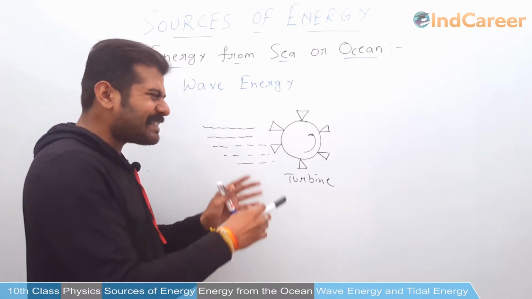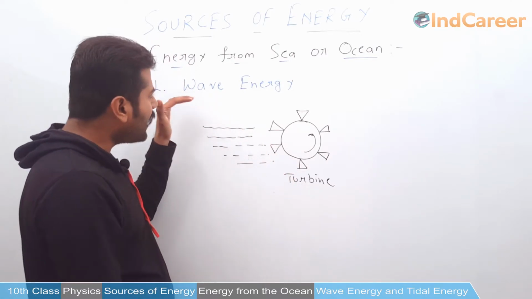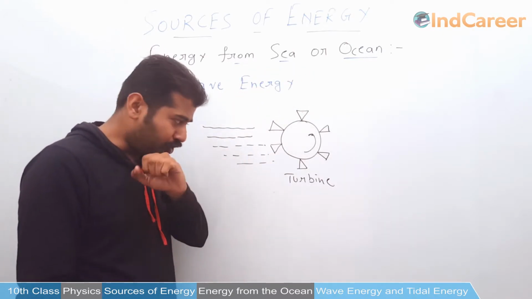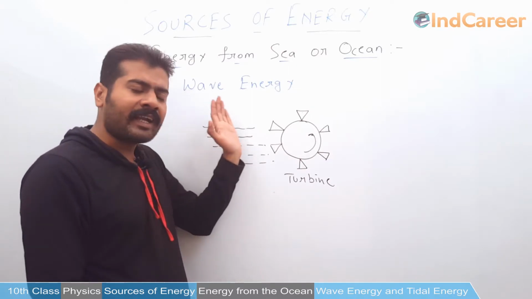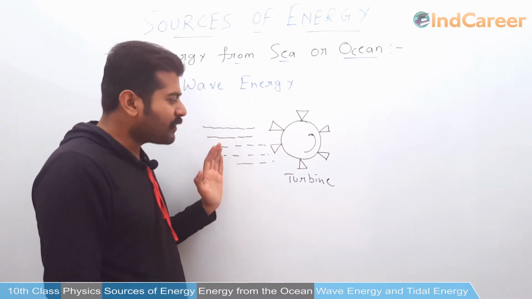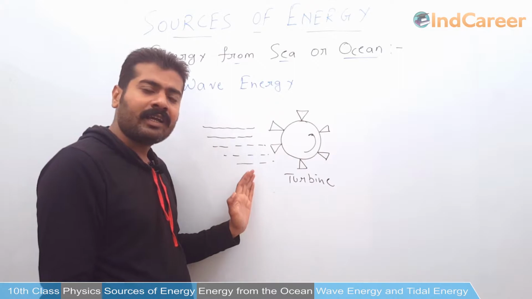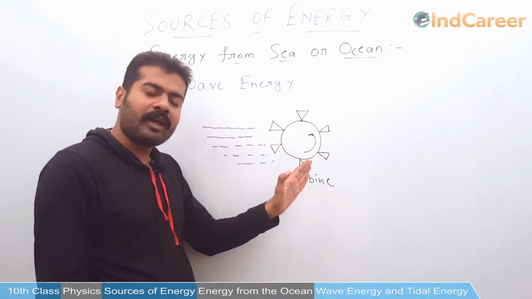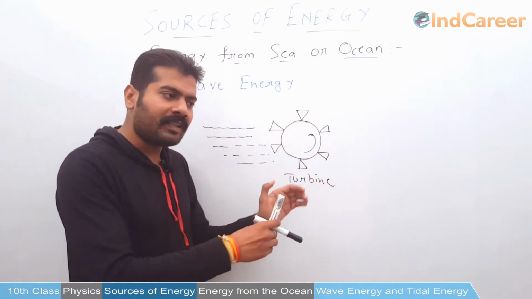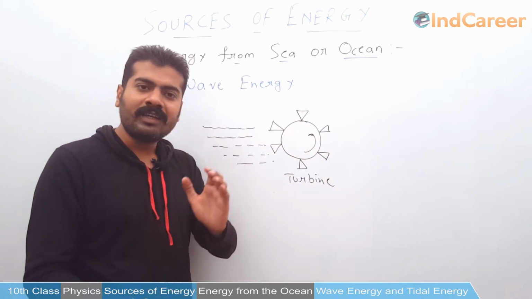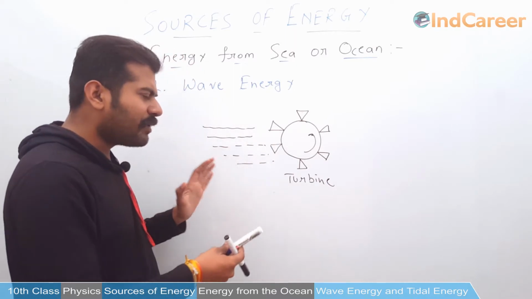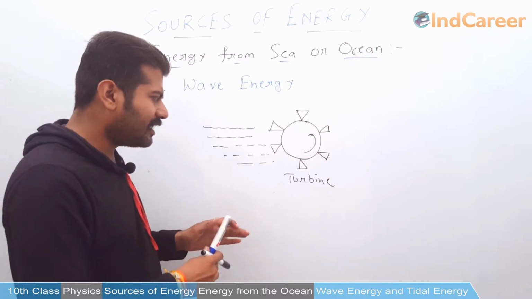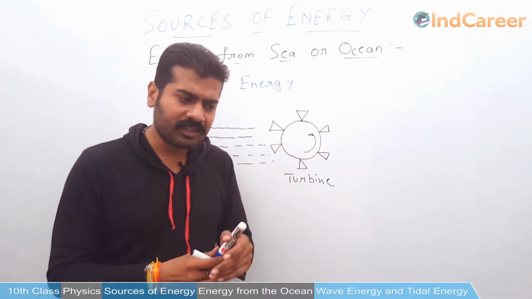So this is the simplest phenomenon of utilizing the wave energy of water in the sea or in any ocean. Due to the high kinetic energy of the water in the waves, we can utilize that energy to rotate the turbine wheels. As the turbine rotates, the generator rotates, and when the generator rotates, there will be a production of electricity. So this is the simplest phenomenon of utilizing the wave energy, but there are advantages and disadvantages also.